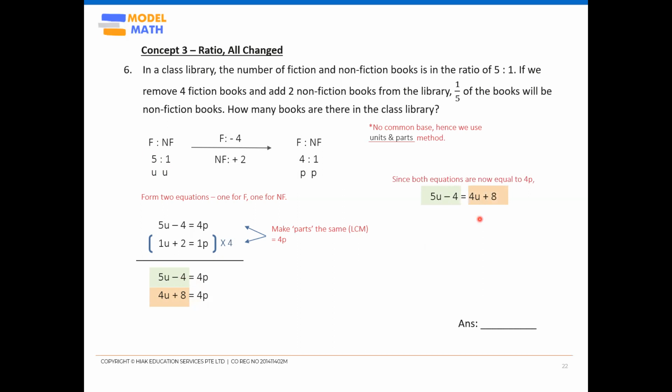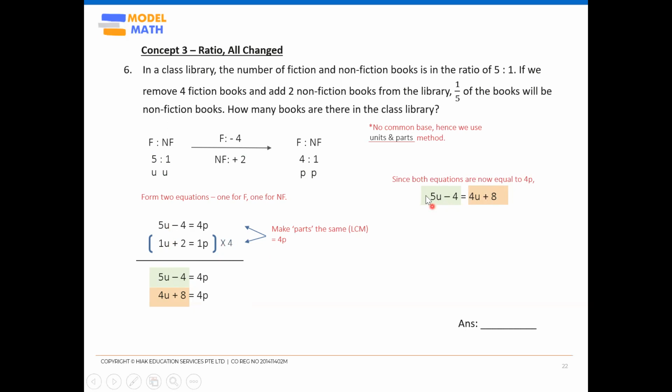Can you see in my new equation here, what do you notice is missing now? Do you all realize the parts is now gone? This is how you manage to get rid of the parts. When you make parts the same, eventually you will be able to get rid of the parts. If you make units the same, you will eventually be able to get rid of the units. So this is the whole idea. Can you see my new equation now, no more parts, which is a lot easier to work with, definitely. Now moving on, what should I do?